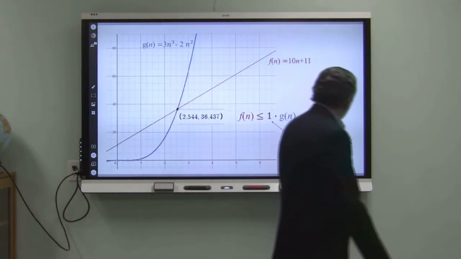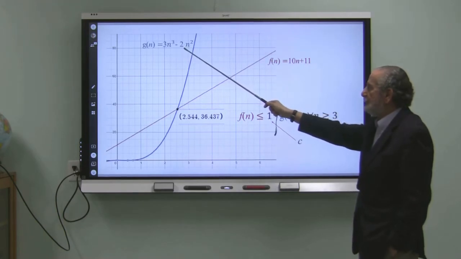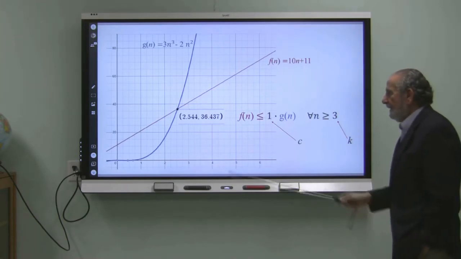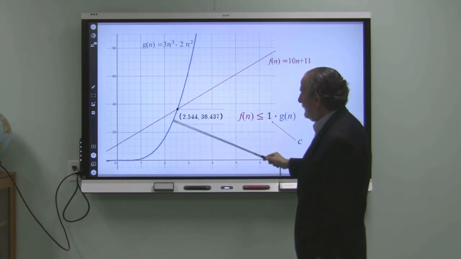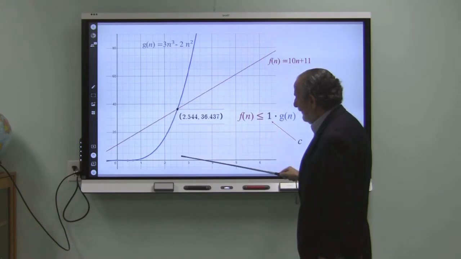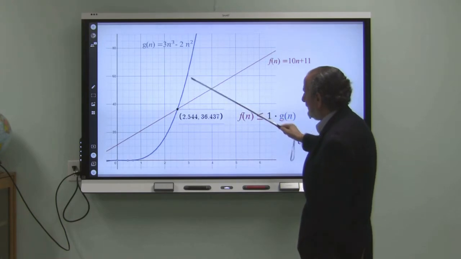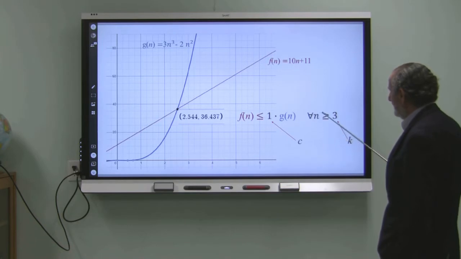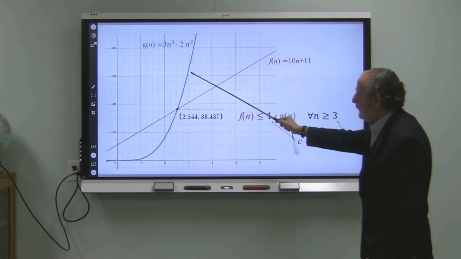Here's an example. I am comparing this function, 3n cubed minus 2n squared, with this function, 10n plus 11. When you look at the graphs, this function here is smaller than this function here up to this point. From this point up, this function becomes smaller than this function. See, f(n) is less than or equal to 1 times g(n) for any n greater than or equal to 3. So from 3 and up, this function is less than or equal to this function.